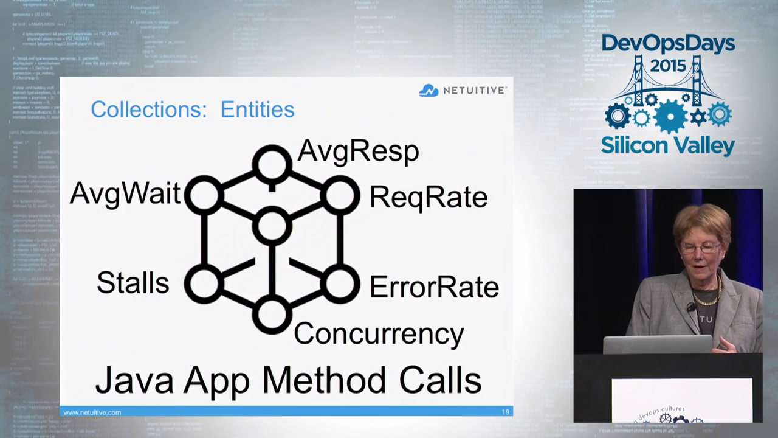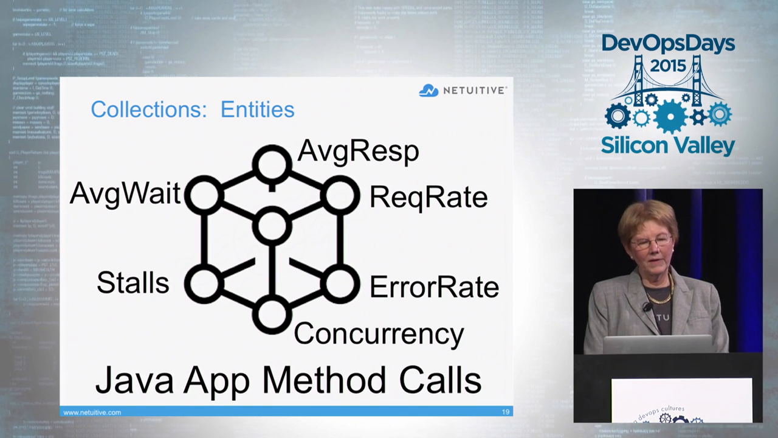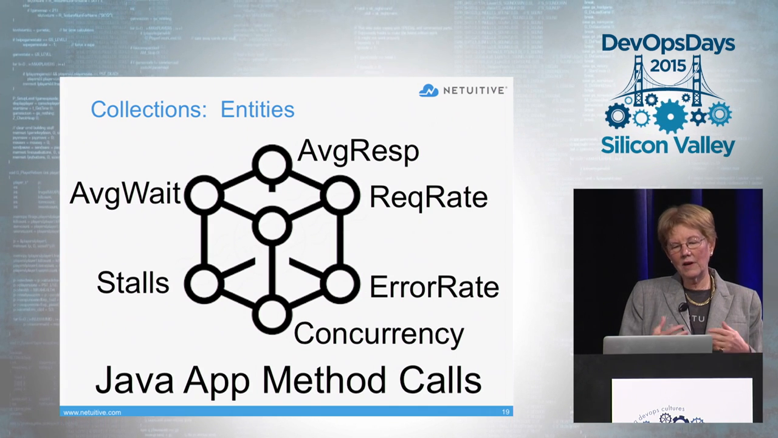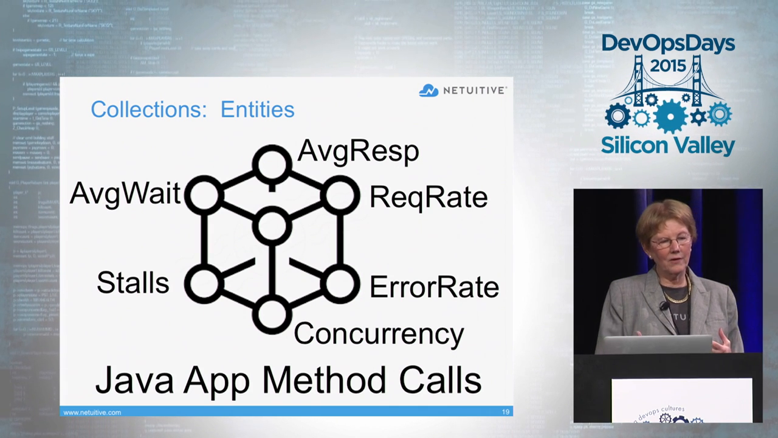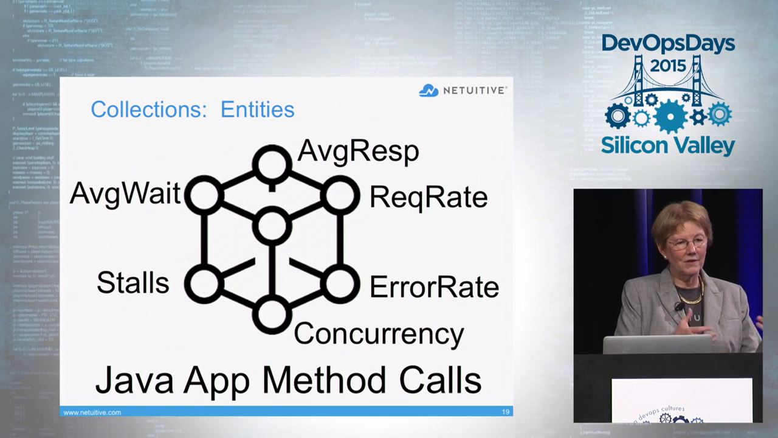The last type of context is collections, and this is an example. It's an entity, as it would be known in the relational database world. In our world, we call it an element. An element can be virtual or physical, and this is an example of an element that's a method call in a Java application. It has a number of very dynamic attributes represented as time series that describe its state as it moves through time.